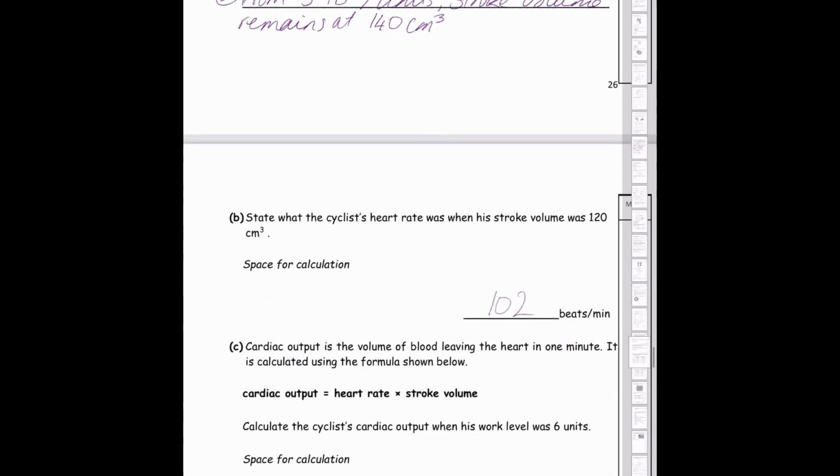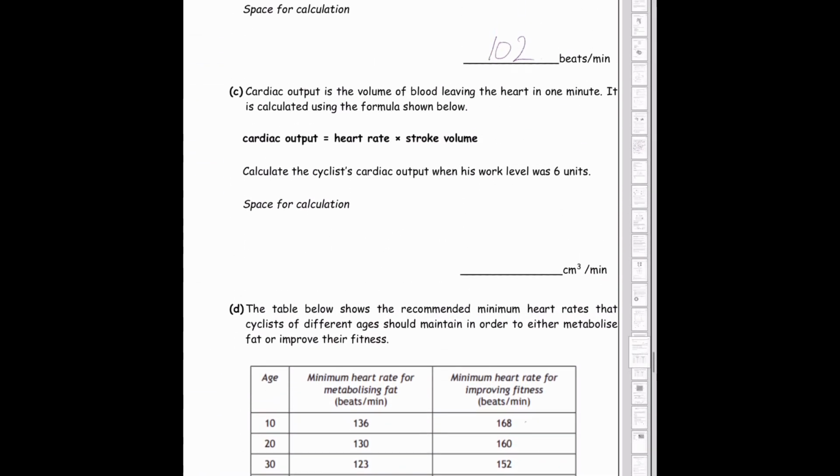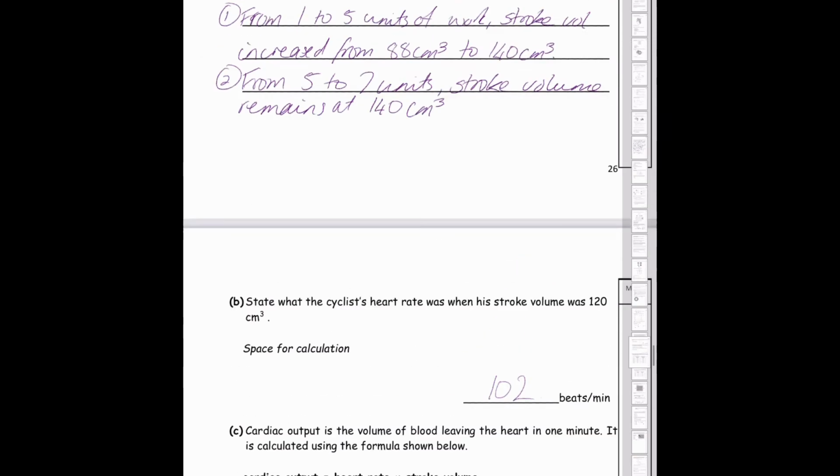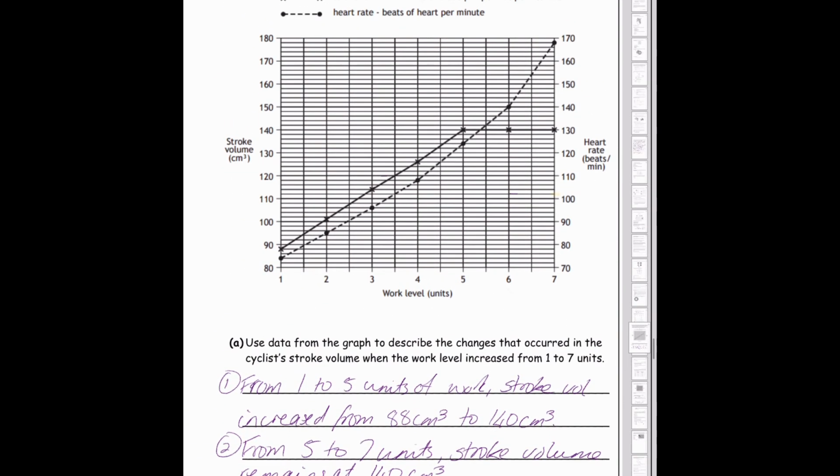Okay, so his work level has to be 6 units. We have to work out his cardiac output. So here's 6 units. I'm just going to highlight up this line like that. So let's get his heart rate first. Heart rate is the dotted line.